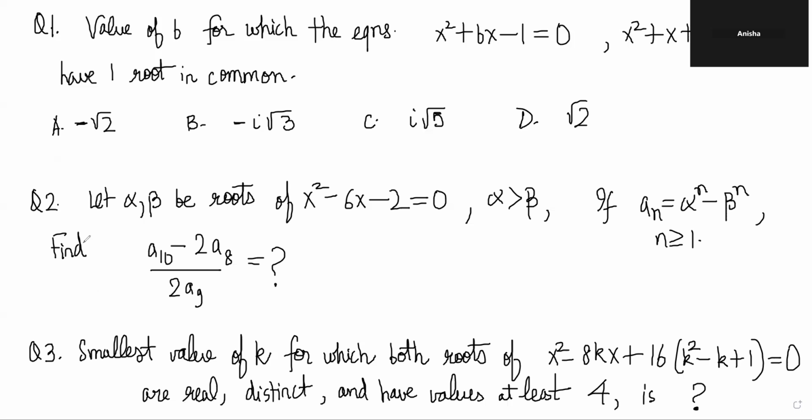It's a standard question based on the standard method for doing common roots. We take some common root alpha and put it in the equations. You have to solve for alpha and solve for alpha square separately, and then equate the two and eliminate alpha.